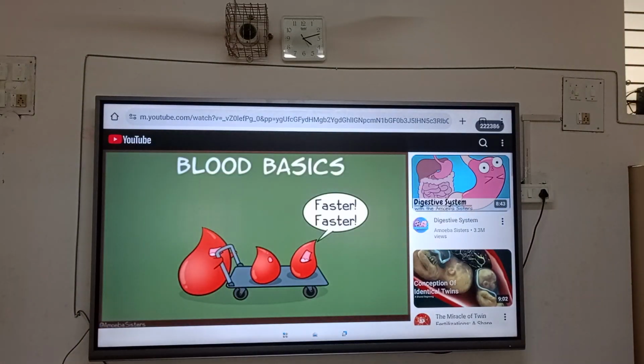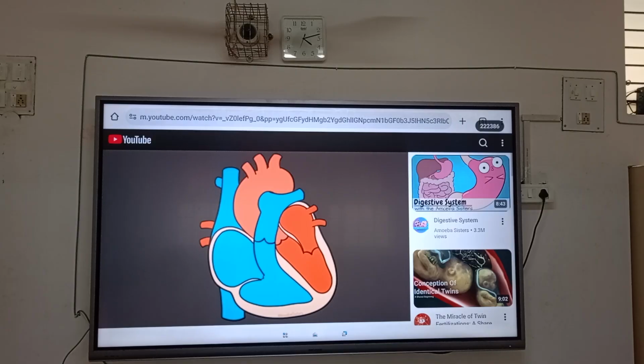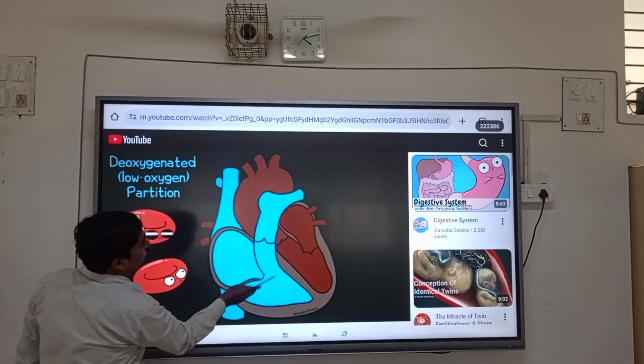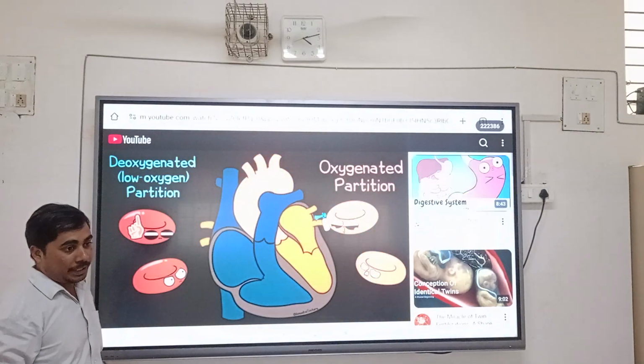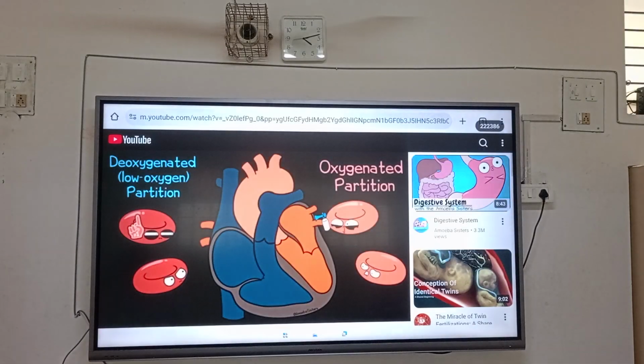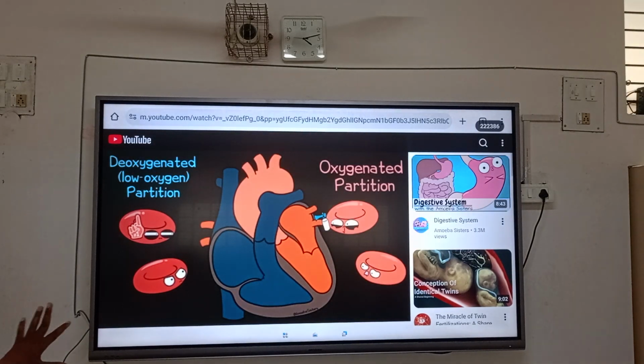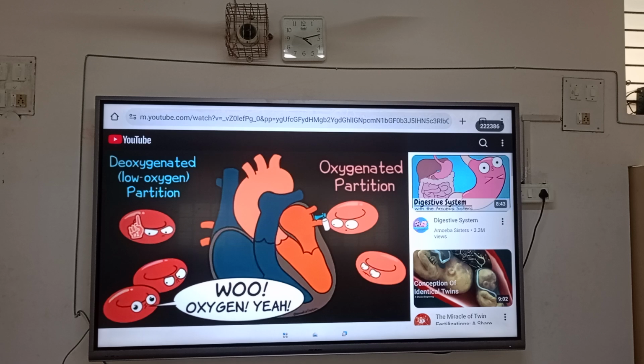So when we're talking about blood and the circulatory system, we're going to focus on how this blood moves around in the human body. Human heart anatomy divides blood into two distinct and separate partitions: the oxygenated and the deoxygenated partition. There are some common congenital heart conditions that mix oxygenated and deoxygenated blood. More on that later.